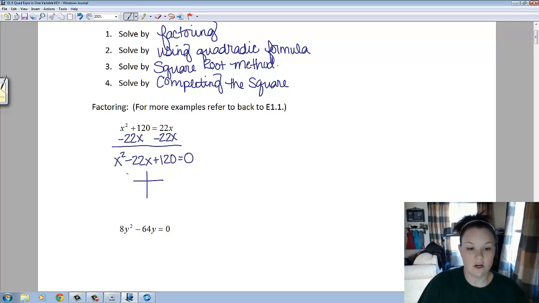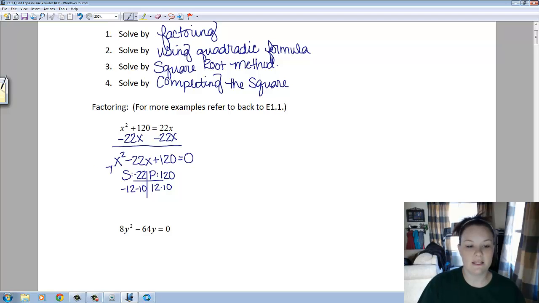When I do my chart, my sum is going to be negative 22. My product is going to be positive 120. So I'm looking for a pair that I can multiply to get 120 that I can combine to get negative 22, which would be 12 and 10. Since I need a negative 22, I need this to be a negative 12 and a negative 10, which still works because when I multiply those together, it gives me the positive 120.